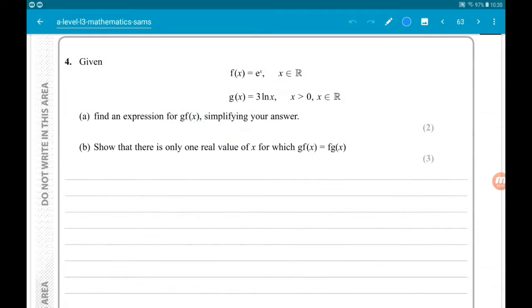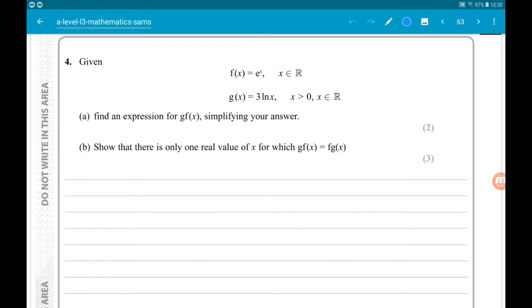Okay, number 4, functions. You can't spell functions without fun. So, given that f of x is equal to e to the x, where x is in the reals, and g of x equals 3 log x, where x is greater than 0 and in the reals, part A, find an expression for g f of x, simplifying your answer.